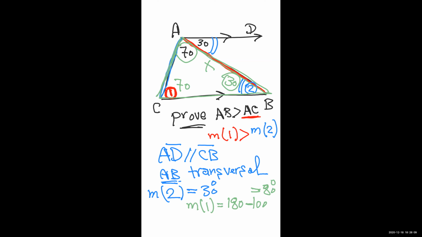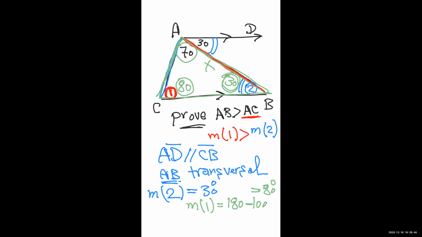Okay? So now, guys, the measurement of the angle, I said 80 and wrote 70. The measurement of angle 1 will equal 80. Now, guys, the measurement of angle 1 is greater than the measurement of angle 2, because this one is 80 and this one is 30. So angle 1, which is the measurement of ACB, is greater than the measurement of ABC.